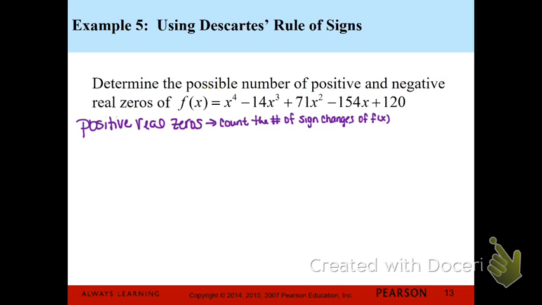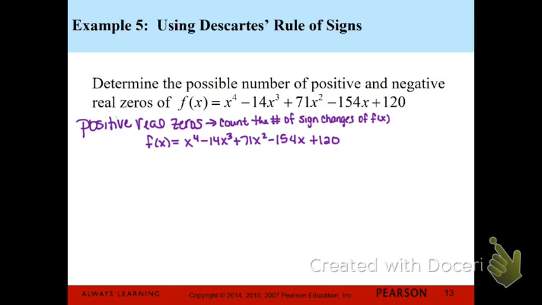And I'm going to go ahead and rewrite it so I can mark on it if I need to, and I can still see it for when I do the next part. So they told me that f of x is equal to x to the fourth minus 14x cubed plus 71x squared minus 154x, oops, forgot my 4, plus 120.